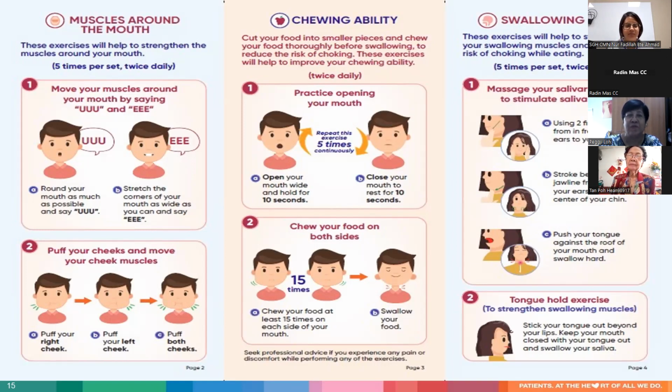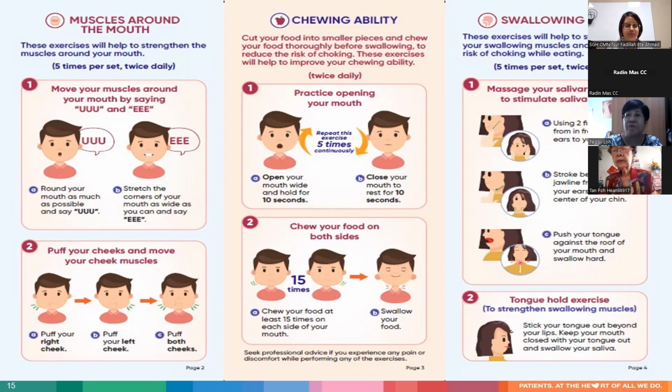So the second one is to puff your cheeks and move your cheek muscles. First is to puff your right cheek like this. Second one is to puff your left cheek. And then last is to puff both of your cheeks. You need to do 5 times also. So like this. Okay, so that's the exercise that you can do at home. It's very easy and it's very fast.